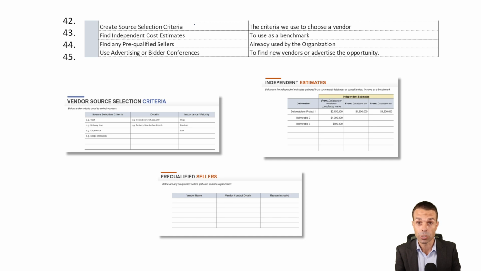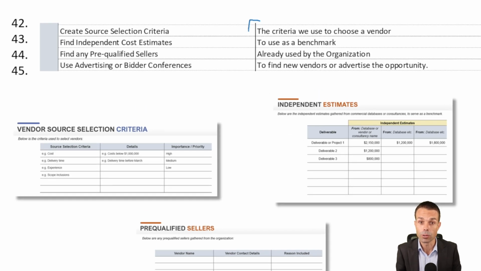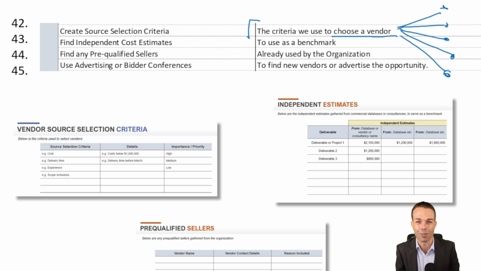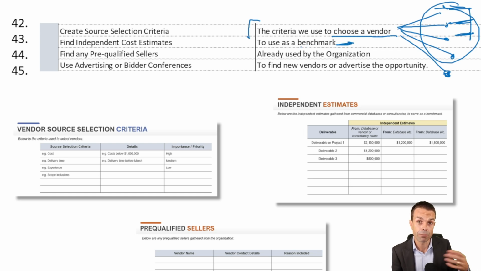Create the source selection criteria. So this is the criteria that we're going to use to choose our vendor. Maybe it's cost, maybe it's the time frame that we need to deliver it in, maybe it's their experience, maybe it's their branding, who knows what it is. Maybe it's because they're our friend. We've got a friend in that organization. But ideally, we want it to be based on something solid like cost and schedule and whether they can actually deliver the item. Then we want to find independent cost estimates out there, maybe from commercial databases out there in the world or other quotes to use as a benchmark, just to see if the quotes that we receive from our vendors are on the right track or if they're on the same page.